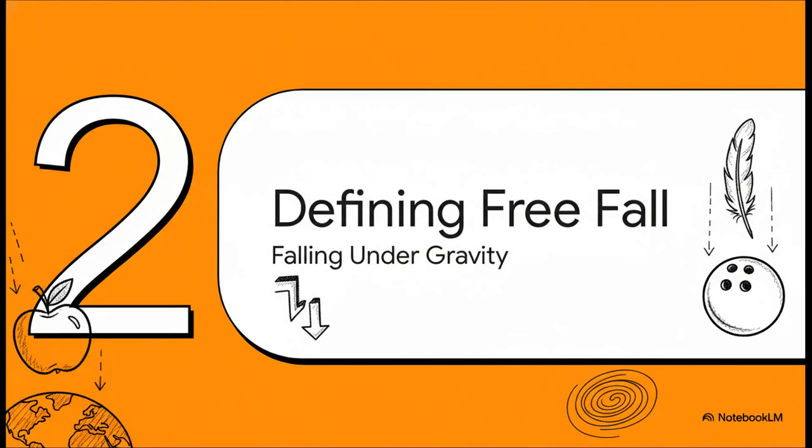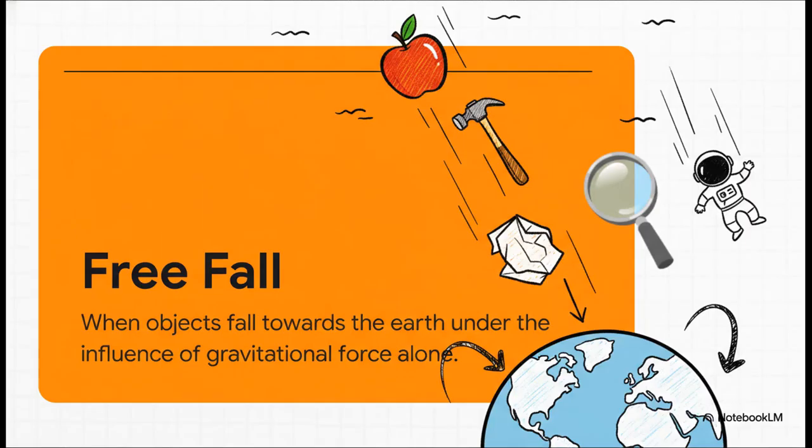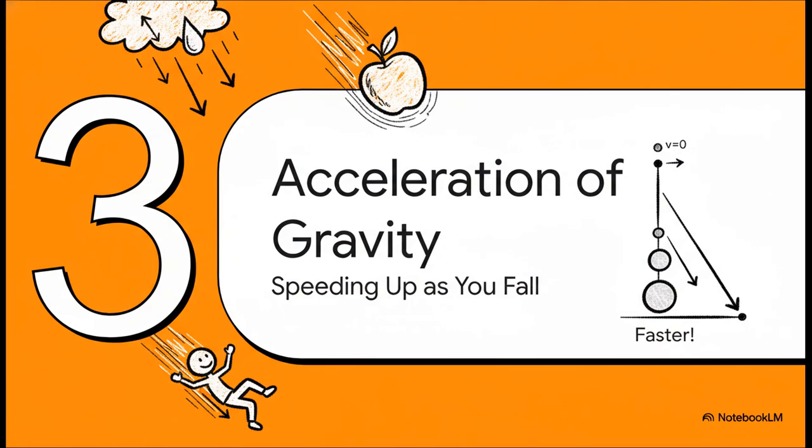Okay, so we know things fall because of gravity. But, in physics, we like to be very precise. So we have a special name for this specific kind of motion. Let's find out what that is. And that special term is free fall. Now pay close attention to the definition here. It says, whenever objects fall towards the earth under this force alone. That word alone is the most important word here. It means we are imagining a perfect situation where only gravity is acting on the object, nothing else. No air, no friction, just gravity. That's free fall.